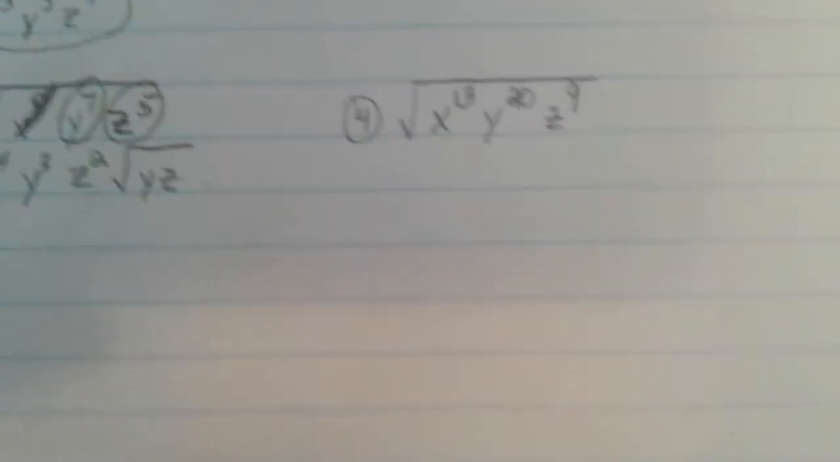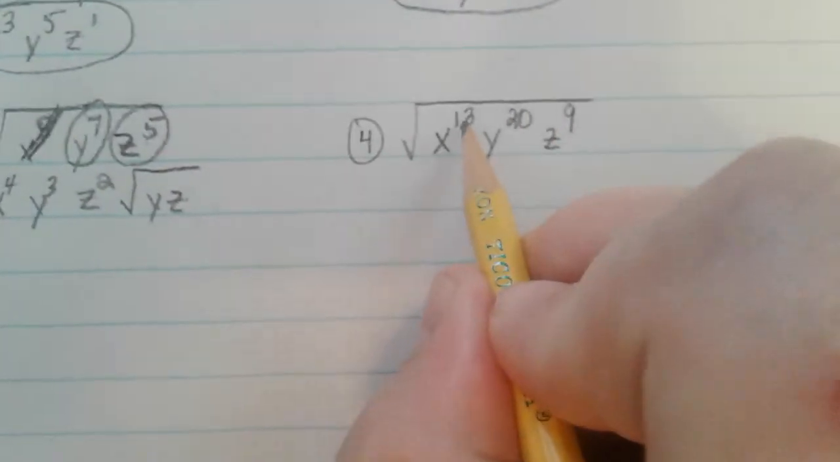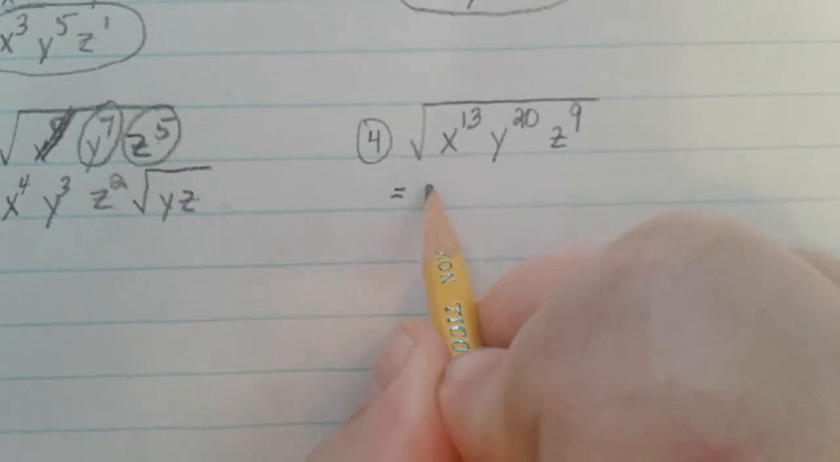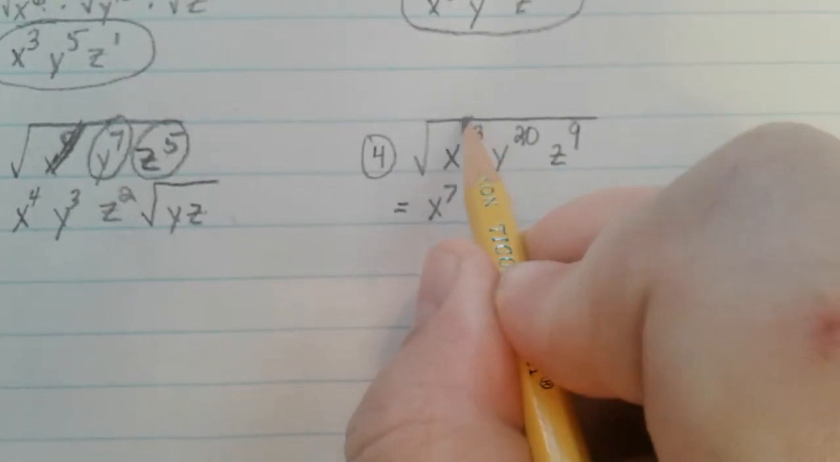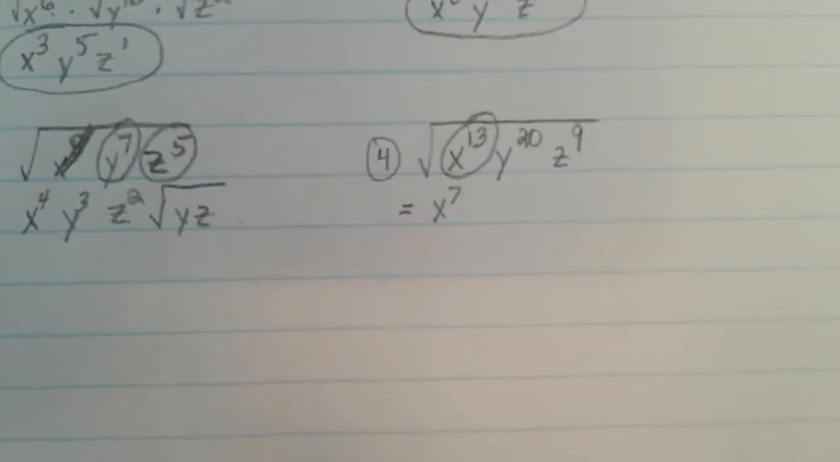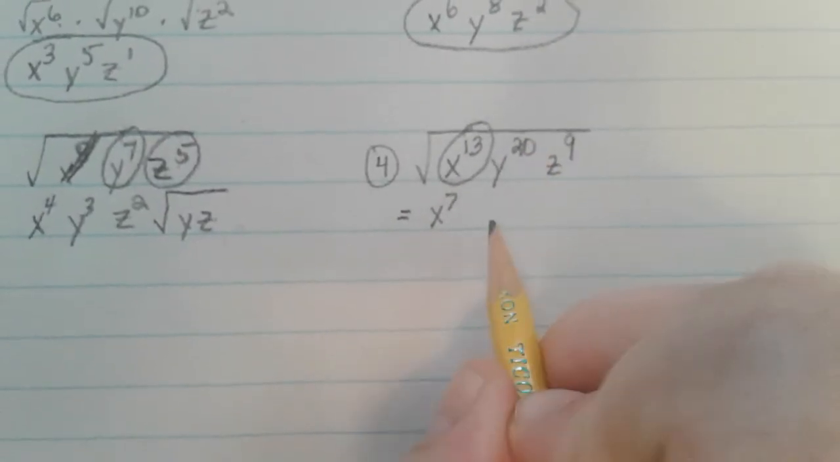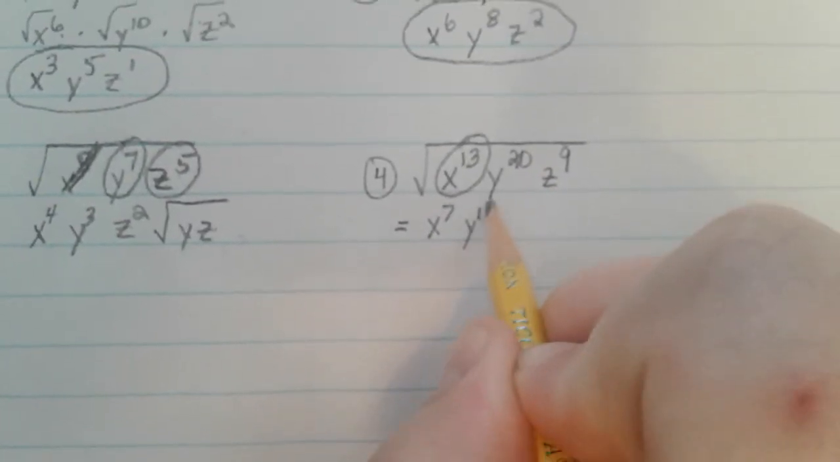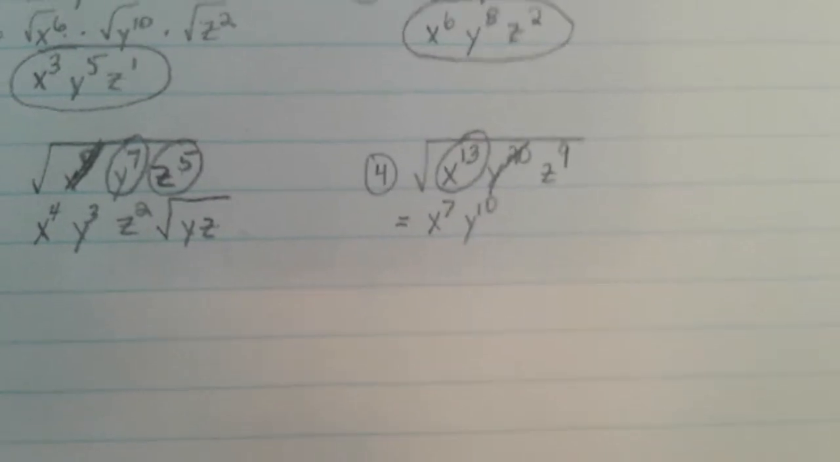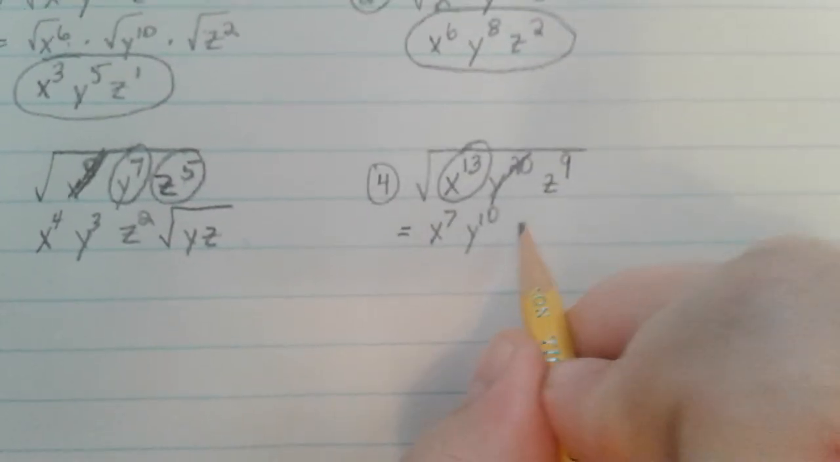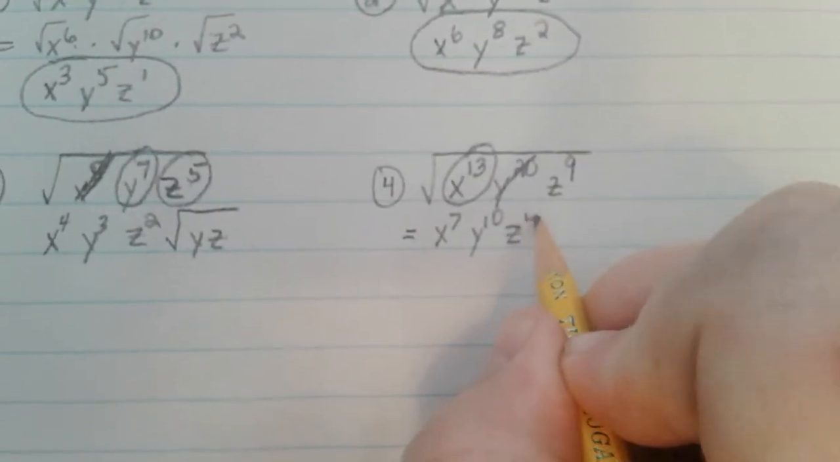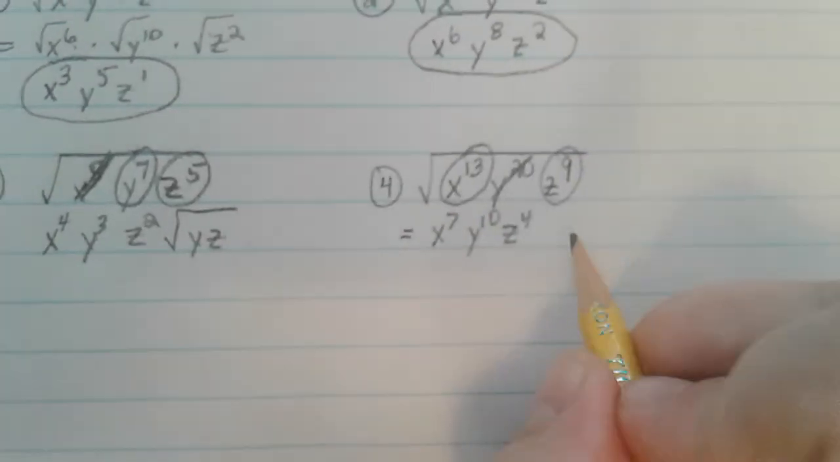So let's move to example 4. Okay, so 13 divided by 2 is 7. That does not go in evenly, so there's going to be a remainder with the x. 20 divided by 2 is 10. There's no remainder, that piece is gone. 9 divided by 2 is 4. That's odd, there's going to be a remainder.